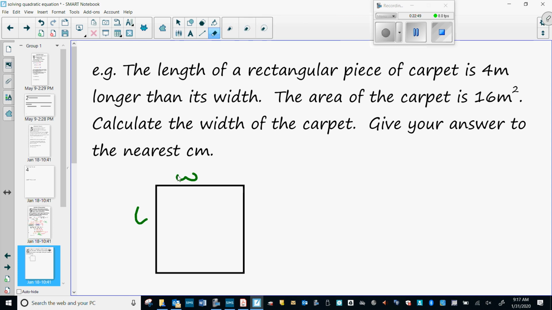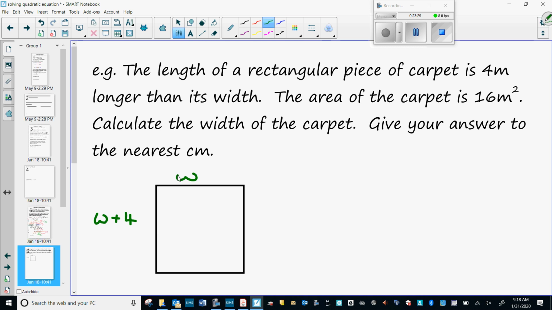So if we're trying to find the width, and we're going to call that W, then how would I describe my length? W plus 4. Cheyenne, why did you say that? Because it's 4 meters longer, so you're adding an extra 4 meters. Perfect. Now, please don't fall into the trap of doing 4W, which is what I've seen a lot. 4 meters longer is W plus 4. So, we're labeling our diagram. Let's label our diagram W and W plus 4.